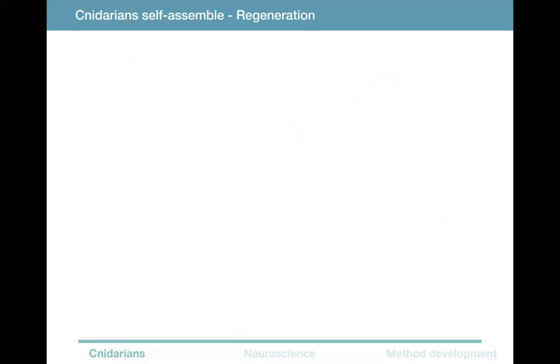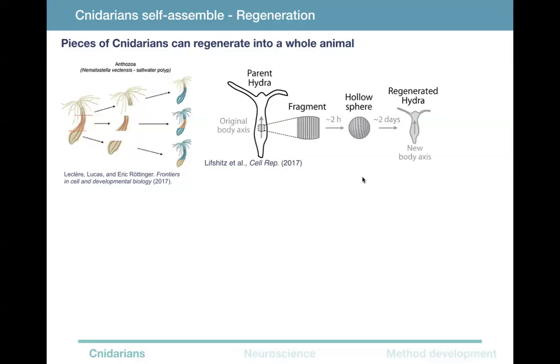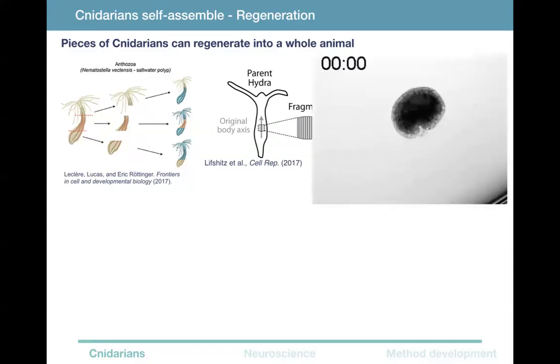Okay, so as far as self-assembly goes, Cnidarians are spectacular. They're capable of regenerating. So for instance, you can take, in general, Cnidarians and cut them into pieces, and each of those pieces will grow back into a whole animal. And this is true across Cnidarians. But Hydra in particular are really great at this, where they can take any section of the body, cut a little hunk, and this will hollow out into a sphere, and over time will regenerate back into a whole animal.